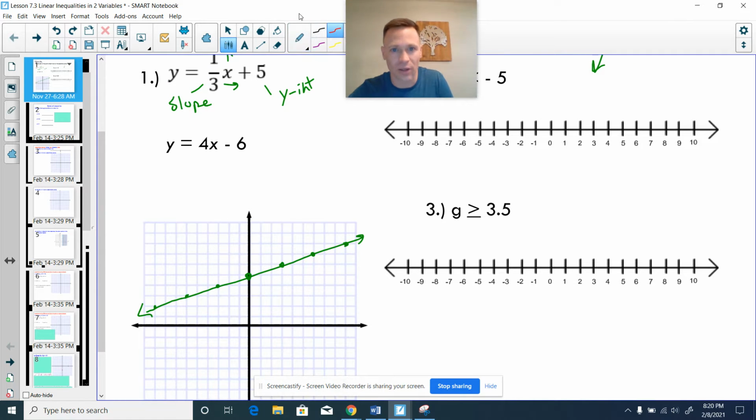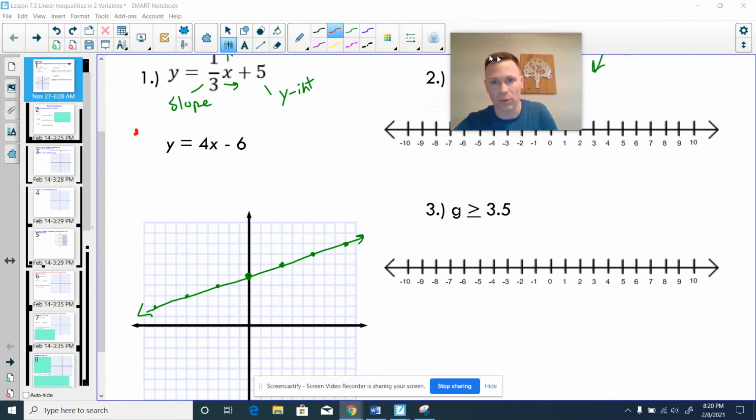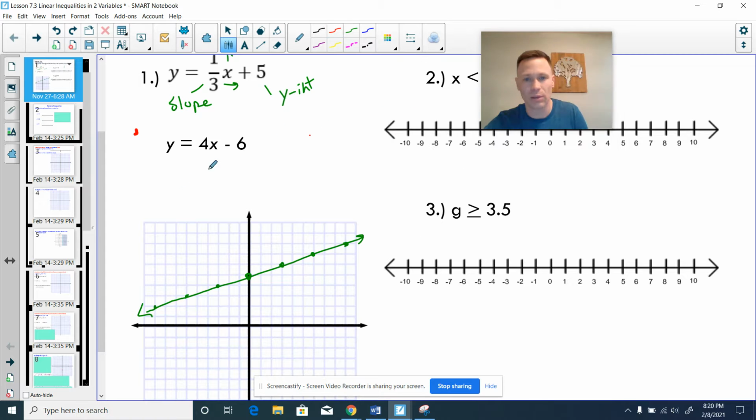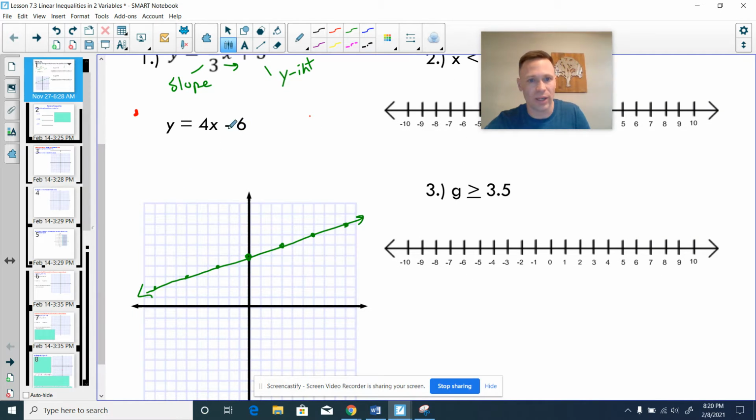I'll pick a different color for the next one, and I'm going to make it a little bit thinner. All right, so for this one, my y-intercept is -6. So I will graph that: 1, 2, 3, 4, 5, 6. And my slope is 4. Now I want to turn that into a fraction, so I'll put it over 1. So this means that I will go up 4 and then to the right 1.